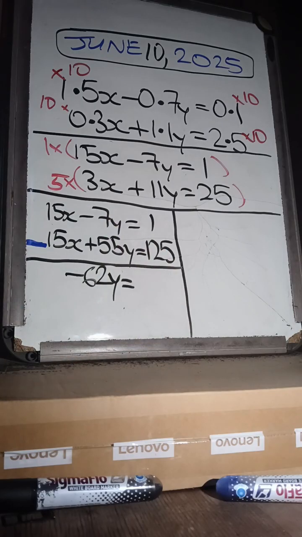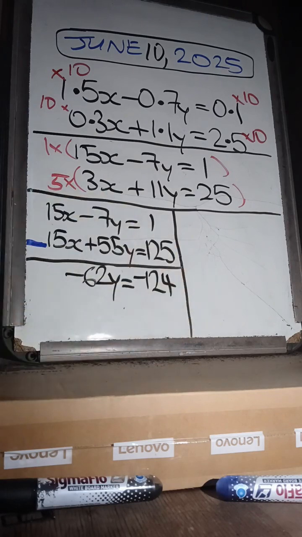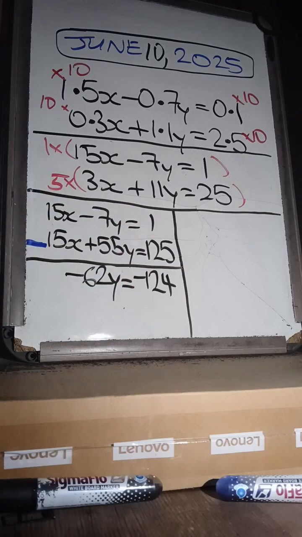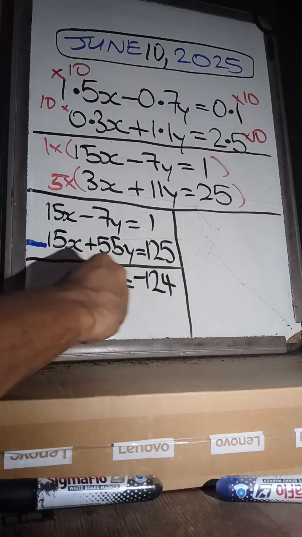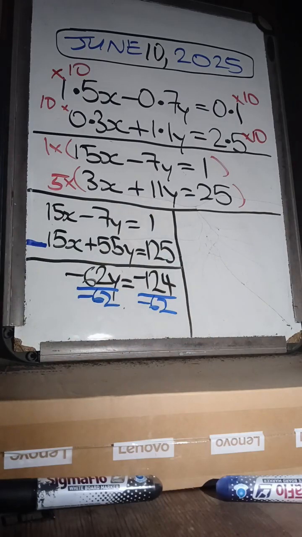And then 1 minus 125 is minus 124. Or we could have just made both of them positive. We could have subtracted in the other direction, same thing. If we said 55 minus 7, we would end up with a positive 62. 125 minus 1 is positive 124. So we're going to get the same thing. So we're going to divide both sides by minus 62. 62 plus 62 is 124. So y is equal to positive 2.